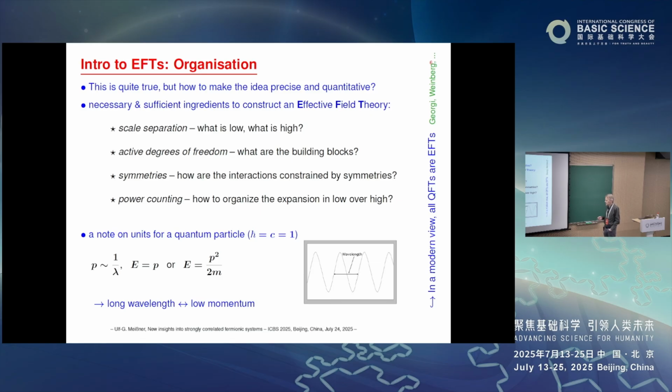And let me just remind you, for quantum particles, we usually work in canonical units, h bar equals 1. So momentum is 1 over lambda, where lambda is the wavelength. And for a relativistic particle, E equals p, and for a non-relativistic one, E equals p squared over 2m. So long wavelengths means low momentum. With a long wavelength, you can look at coarse structures, and if you then decrease the wavelength, you can look at finer and finer structures. And by the way, just an aside here, in a modern view, all quantum field theories are effective field theories because nobody believes anymore that a field theory can work on all energy scales.